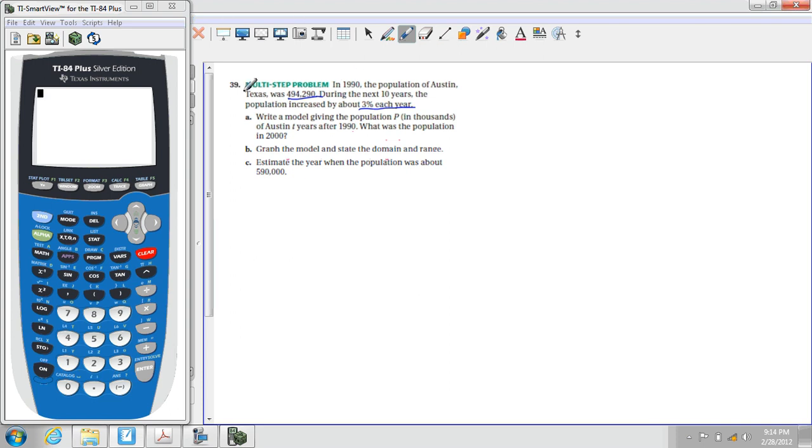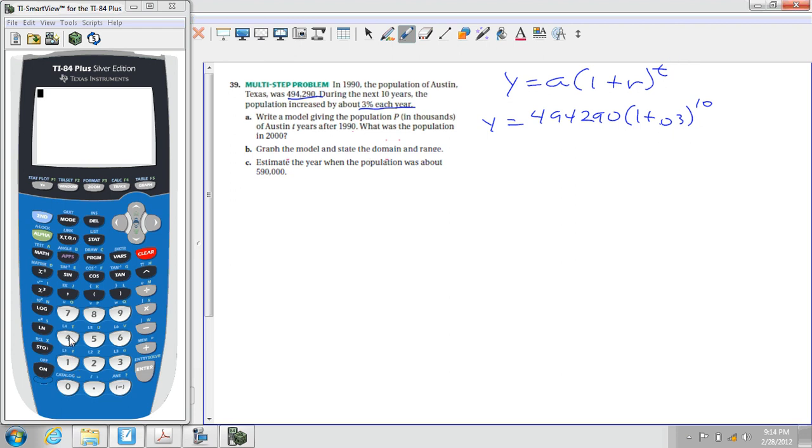So if you remember, our exponential growth model is y is equal to a times 1 plus r to the t. Well, we're solving for y, but our a is equal to 494,290 times 1 plus our r is 0.03, 3%, and our t is 10. So let's just go over here to the calculator and plug those numbers in.